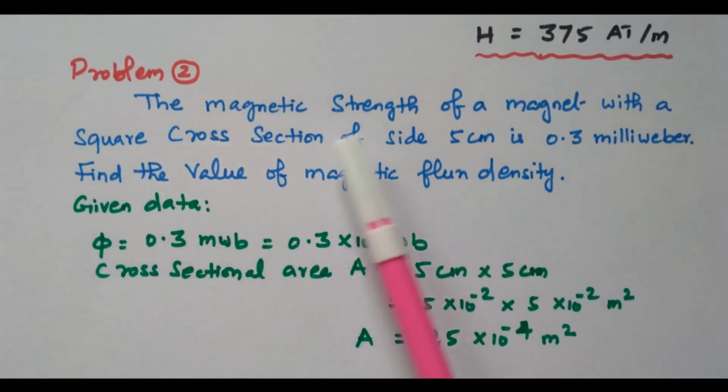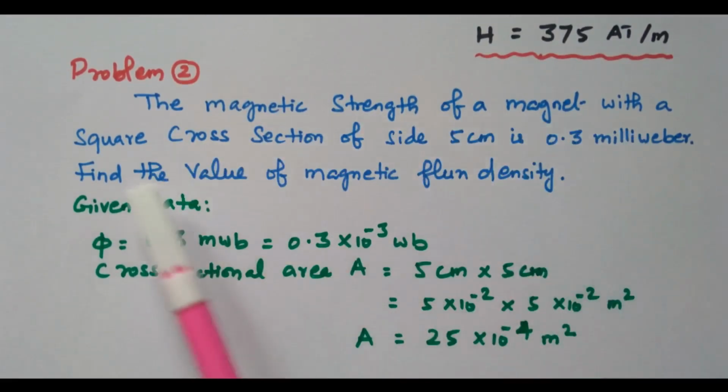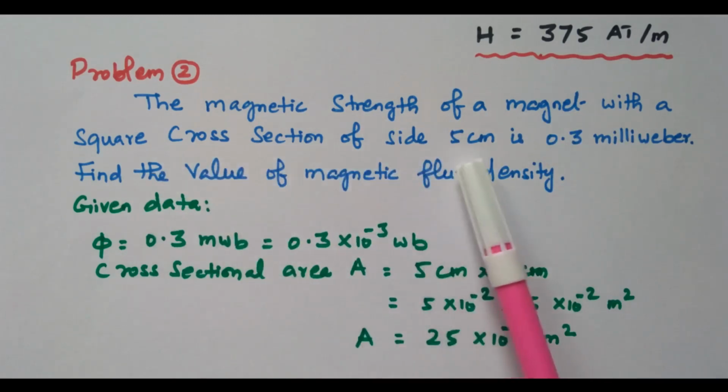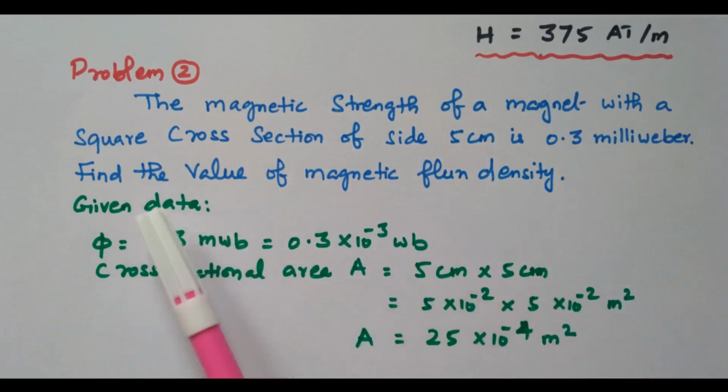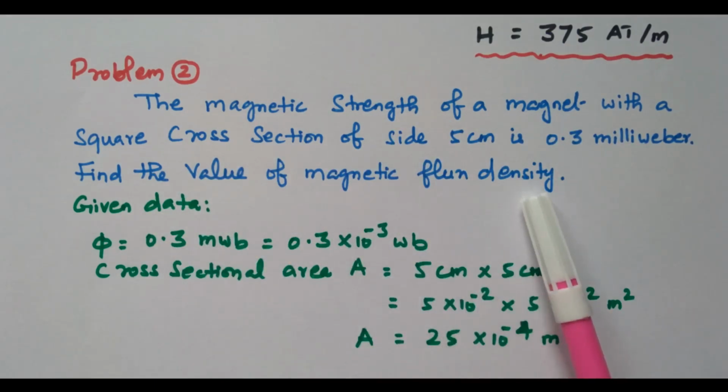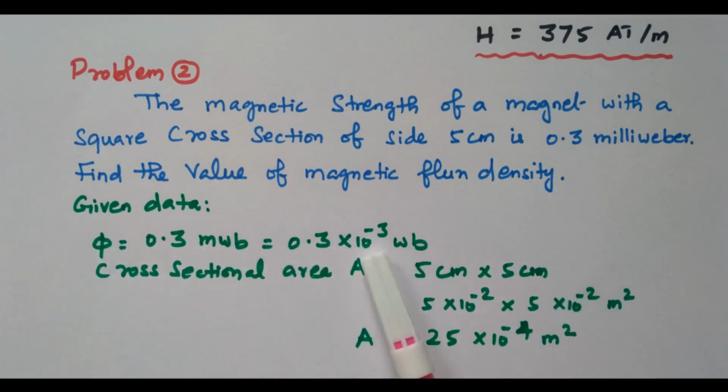The magnetic flux of a magnet with a square cross section of side 5 centimeter is 0.3 milliweber. Find the value of magnetic flux density. So the flux is given, 0.3 milliweber. Milli means 10 to the power minus 3. So 0.3 into 10 to the power minus 3 Weber.